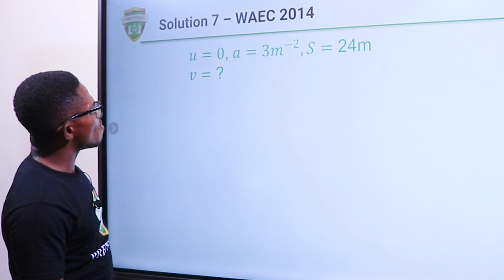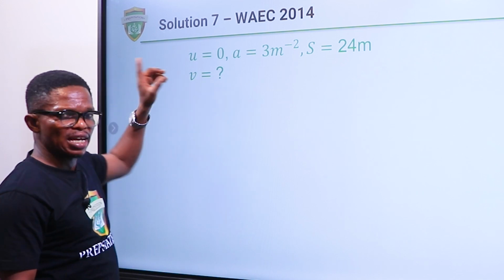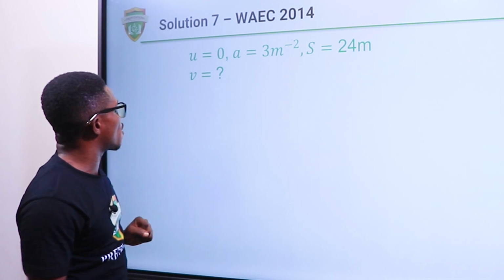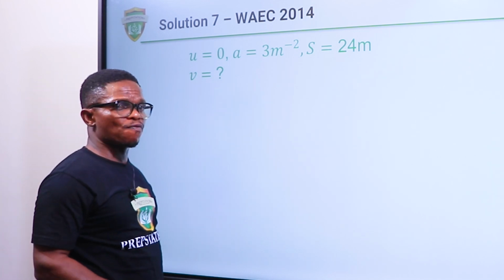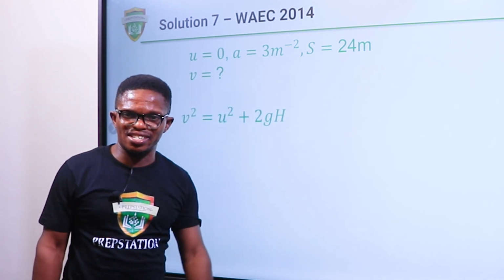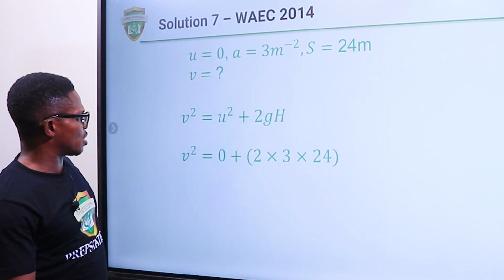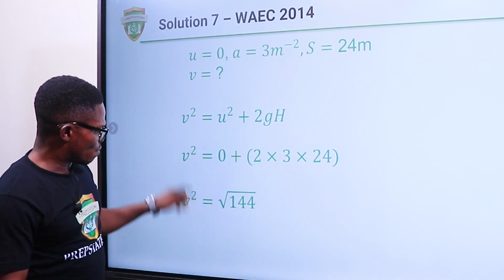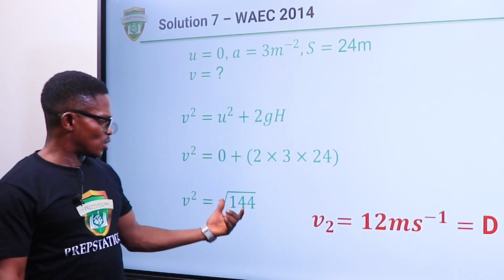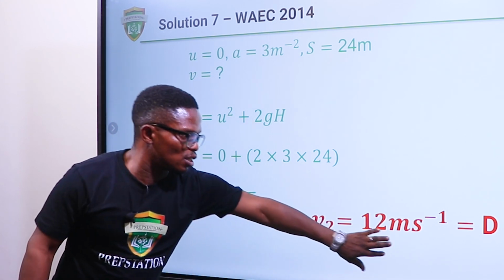Again, don't pick a formula that does not have the parameters. I cannot use equation 1 because in equation 1 there is t. I cannot use equation 2 because in equation 2 there is also t. I cannot use equation 4 because there is t. So this is the only equation that will help me out because there is no t and it has all the parameters in it. So all I need to do is make v the subject of the formula. If you make v the subject of the formula, your final answer will be 12 meters per second because the square root of 144 is 12 meters per second. I believe this is simple and easy to follow.